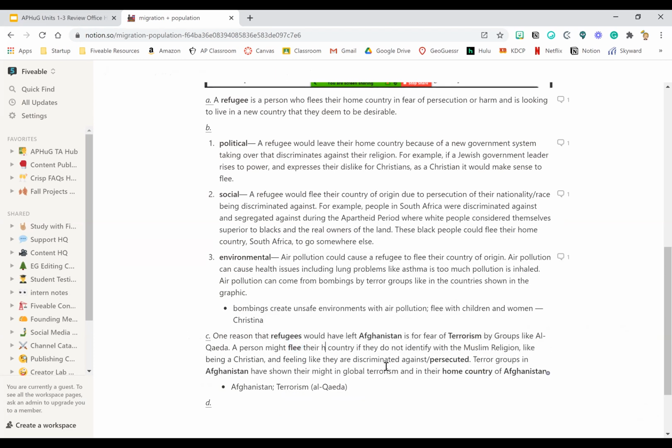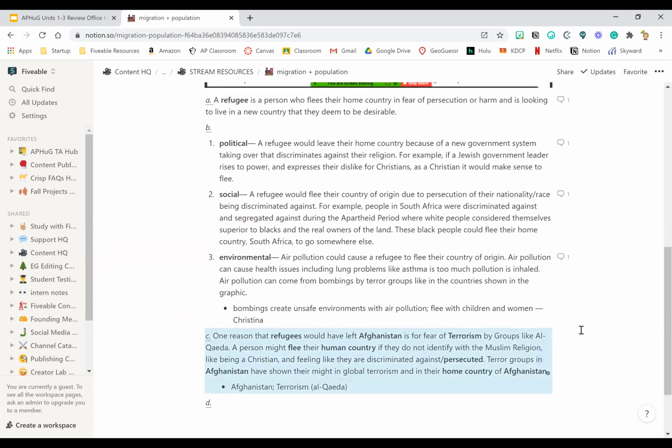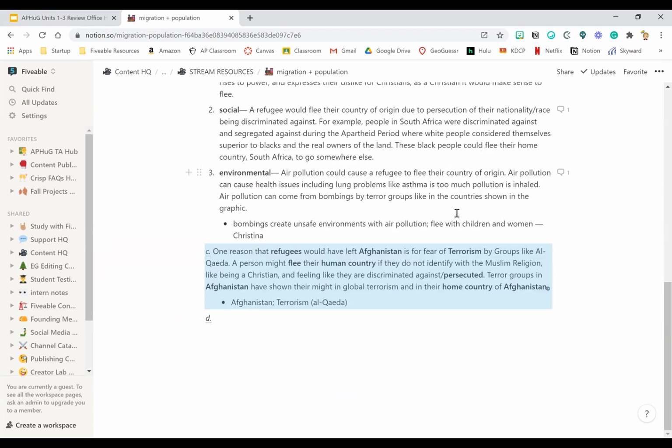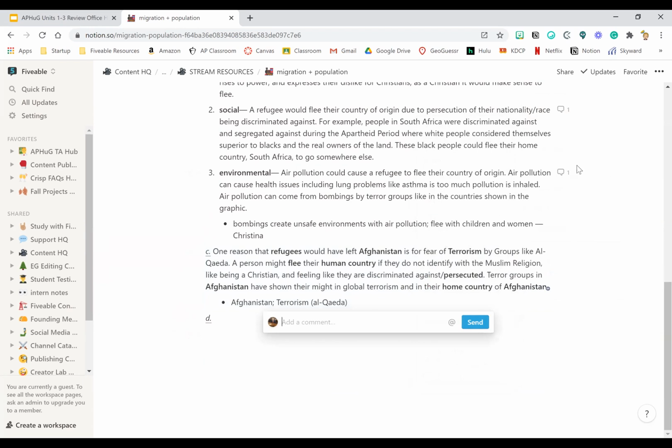I try to use these buzzwords as many times as I can in an AP Human FRQ, just to make sure the reader knows, hey, I got it. You're talking about terrorism, Afghanistan, refugees fleeing. I get it. You get the point. That's what you want to do to your reader. You want them to think, whoa, okay, this guy gets it. So I would give myself a 2 out of 2 points here.